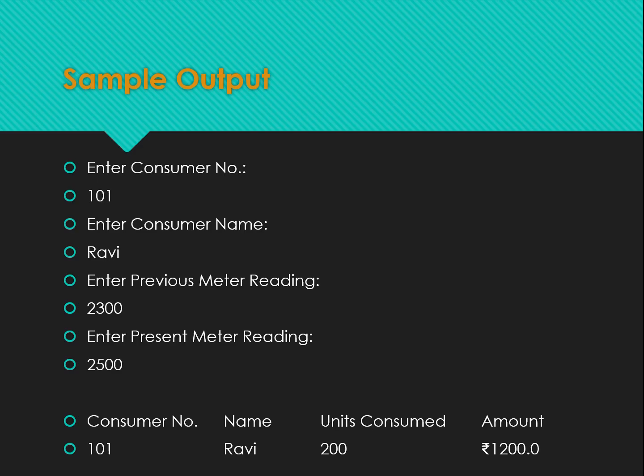reading, entered as 2500. The program calculates the units consumed by subtracting the previous reading from the present reading, resulting in 200 units. Based on the given tariff rates, the total amount is calculated using the calc method. For 200 units, the amount comes out to be 1,200 rupees. Finally, the program displays the details in a clear tabular format, including the consumer number, name, units consumed, and amount to be paid. This output confirms that the logic, calculations, and display format are all working as expected.